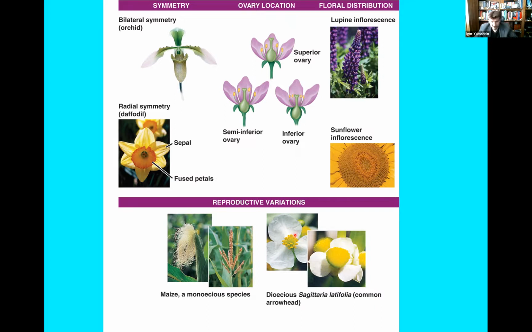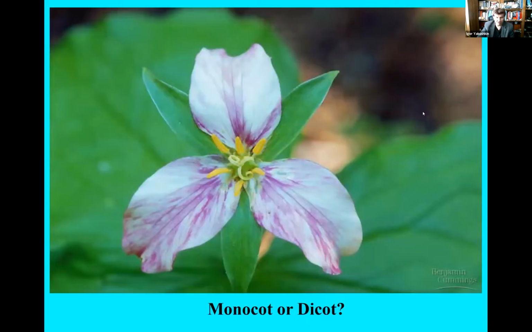And here we're looking at the common arrowhead. There is such a thing, and here we're looking at the male, not only flower, but male plant producing only male flowers, and female plants, so dioecious. Let's take a look at this.